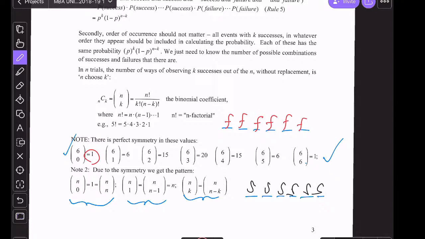The only possible outcomes are success and failure. So it doesn't matter if I move the S's around, it still looks the same, right? So there's only one way. Okay? Let's try this one over here. So 1 success out of 6 trials.